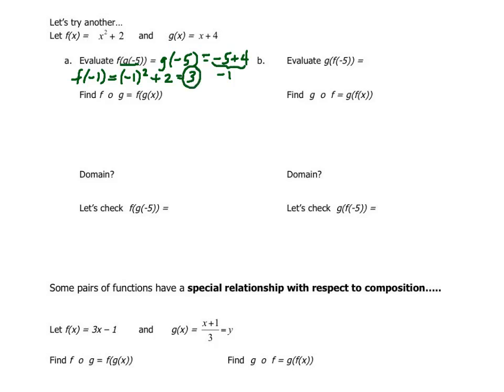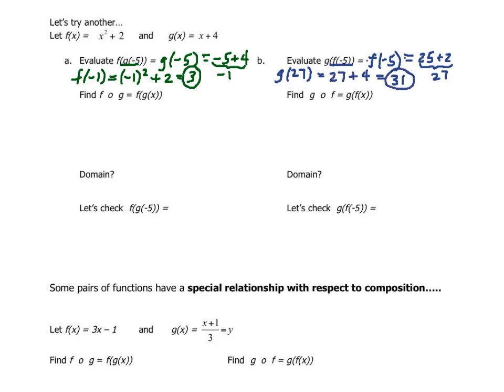For g of f of -5, you should first be evaluating f of -5. Plugging in -5 for every x in f of x should give you 27. You should take that answer and plug it into g of x for every x. So you're now evaluating g of 27, which is 31.